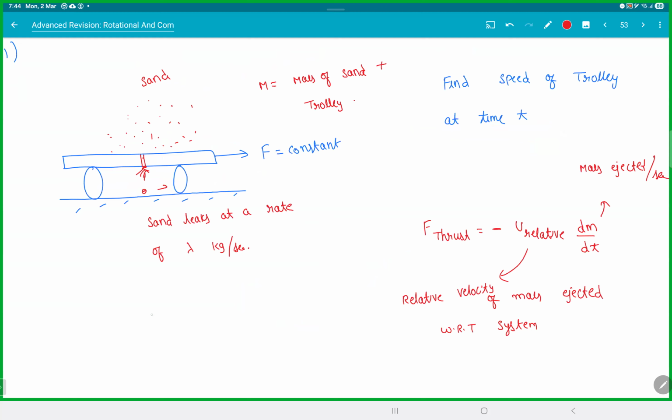So yes, you can still write integral F dt is equal to change in momentum. That will be momentum of the trolley plus momentum of all the sand particles which have fallen on the ground, in the horizontal direction. Is that making sense? But we cannot find that momentum of the sand on the ground, isn't it? So that's why it doesn't work here. You have to go with that integration.